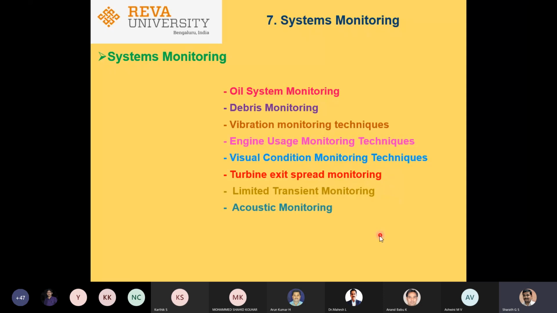So the acoustic monitoring, again, is something which is related to vibrations. If there is any abnormality, we can find out that abnormality in the engine control rooms when the engine is tested at test bed level.